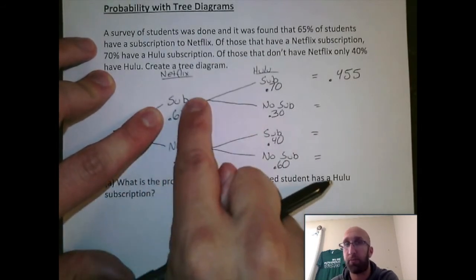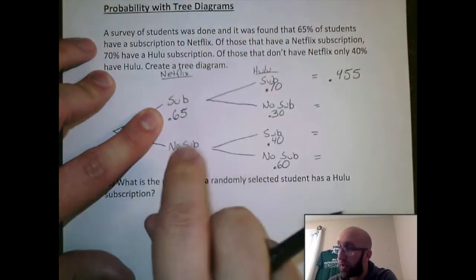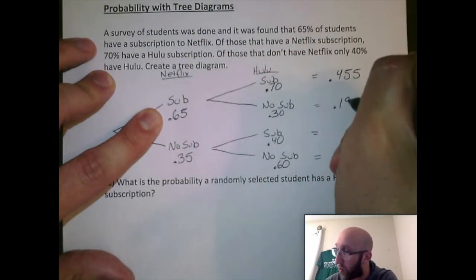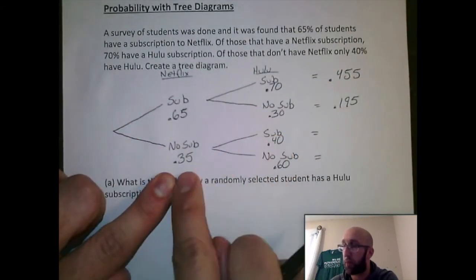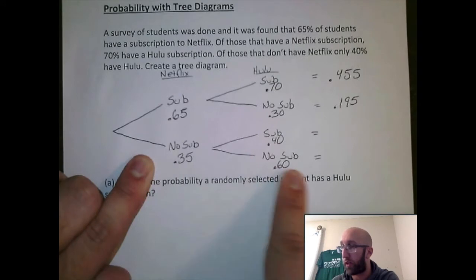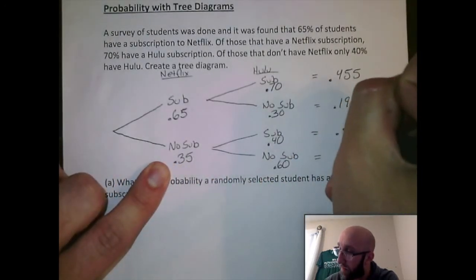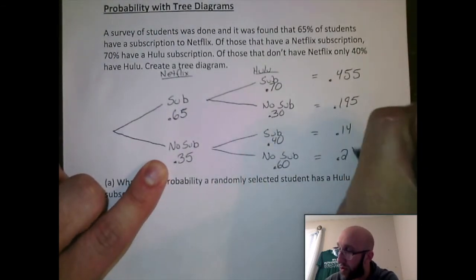I'm going to go down these branches, Hulu subscription and no Hulu subscription. So 0.65 times 0.3, which is 0.195. You get the idea. No subscription and subscription, multiply there. No subscription and no subscription, multiply there. 0.35 times 0.4 is 0.14. 0.35 times 0.6 is 0.21.